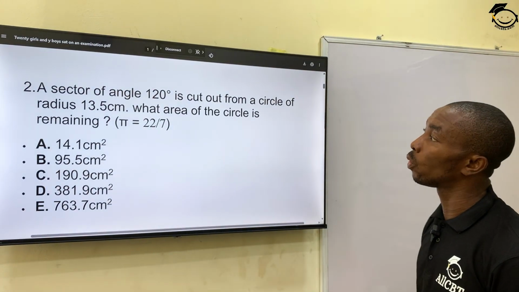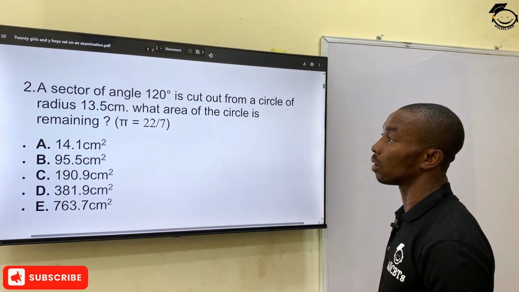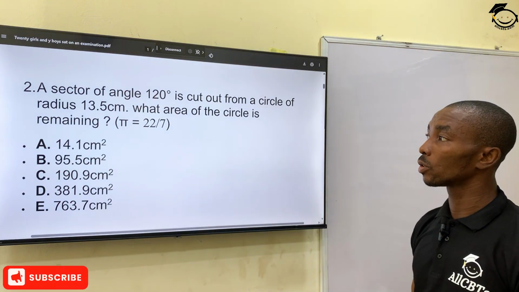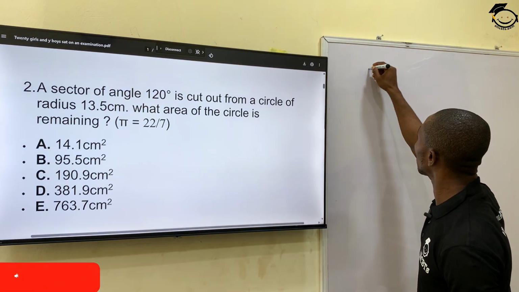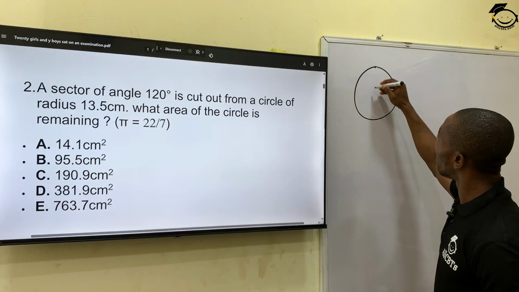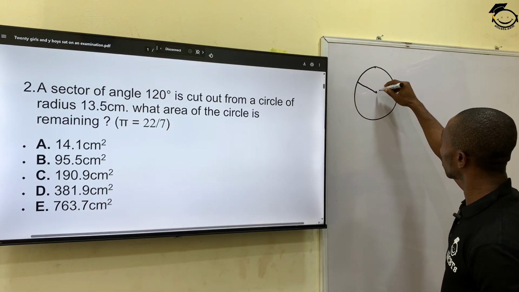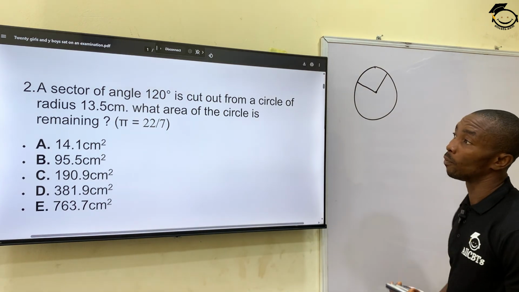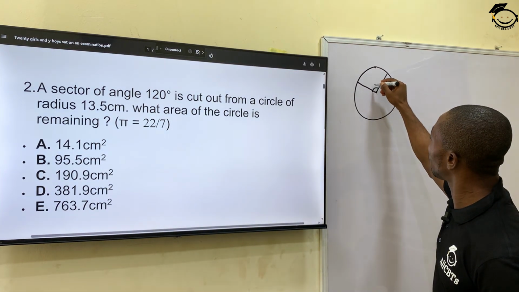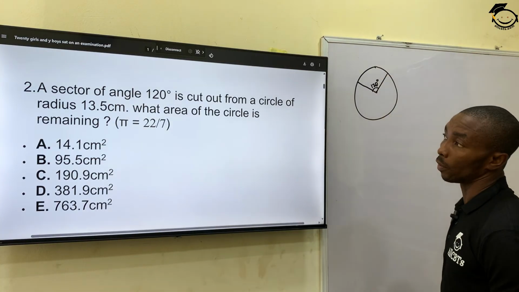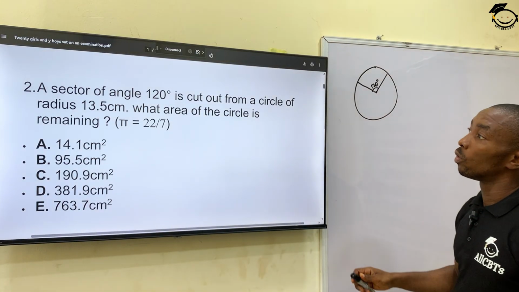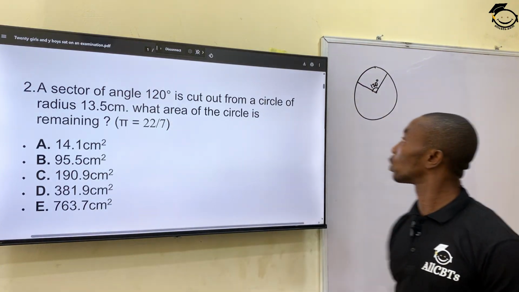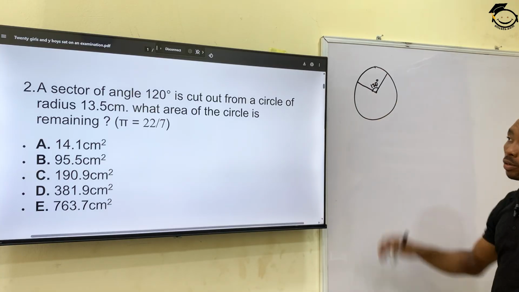A sector of angle 120 is cut off from a circle of radius 13.5 centimeters. What area of the circle is remaining? Now, if we have our circle, this is the center of the circle, and when we talk about a sector, it is an area bounded by two radii and an arc. They said the cutoff angle is 120 degrees. We are looking for what area of the circle is remaining. That means we are looking for our major sector.